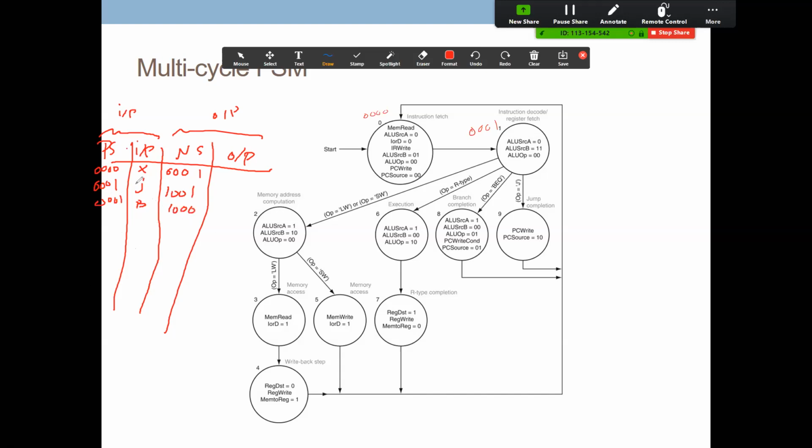In this way you can do the transition you want, meaning you can represent the entire state transition diagram by a table that would do this.